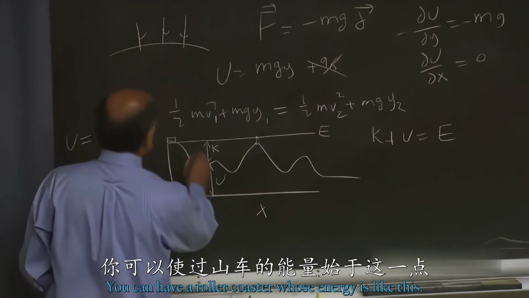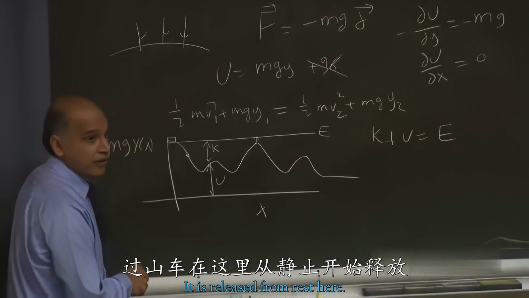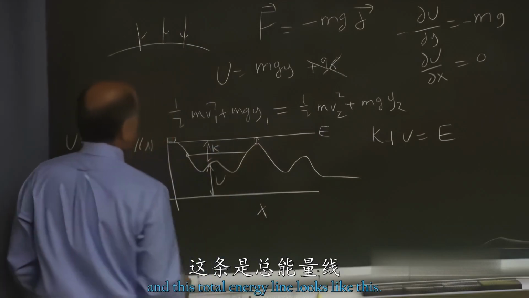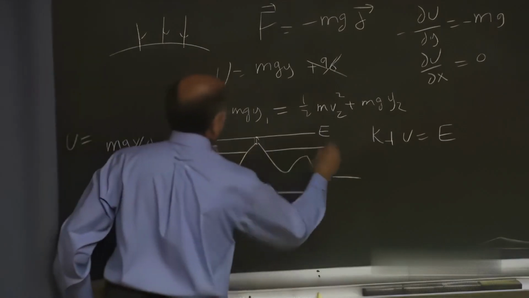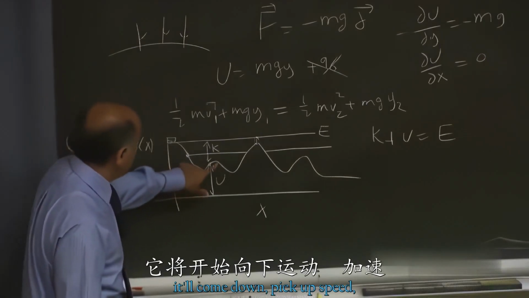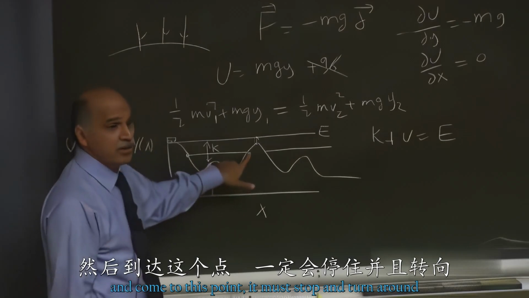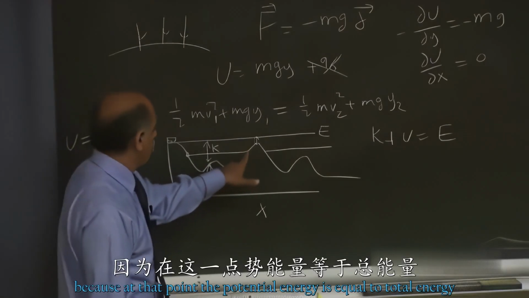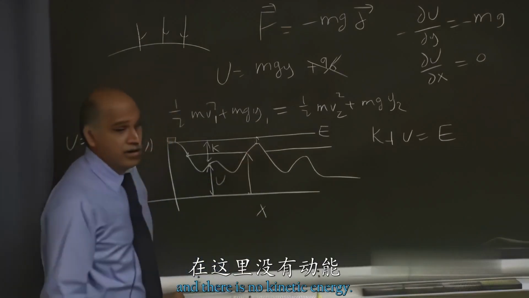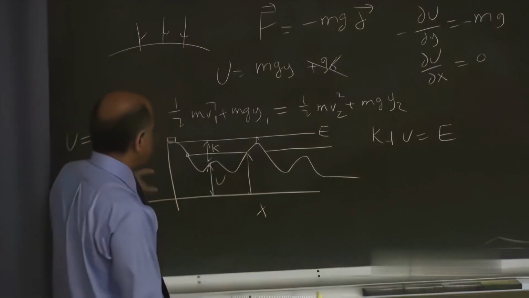You can have a roller coaster whose energy is like this. Is it released from rest here? If it's released from rest here, that's the total energy, and its total energy line looks like this. That means if you released it here, it'll come down, pick up speed, slow down, pick up speed again, and come to this point, it must stop and turn around. Because at that point, the potential energy is equal to total energy, and there's no kinetic energy. That means you stopped. That means you're turning around. It'll rattle back and forth.